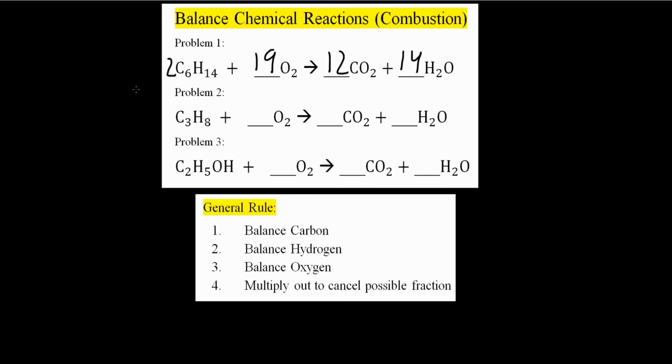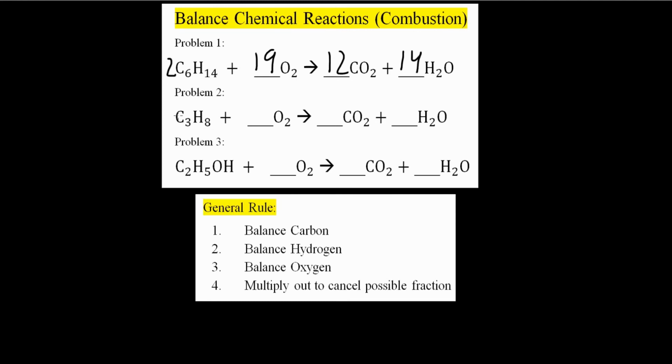And we can check. So carbon, 2 times 6 is 12, 12 carbon, good. Then we can do hydrogen, 2 times 14 is 28, 14 times 2 is 28. And finally, we will do oxygen. So 19 times 2 is 38, and so this side must also be 38. 12 times 2 is 24, 24 plus 14 is 38. So this is completely balanced. Now we will do problem 2.